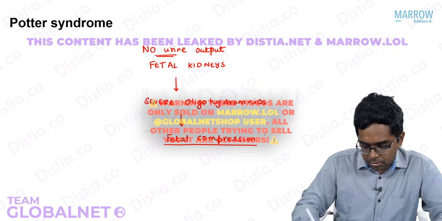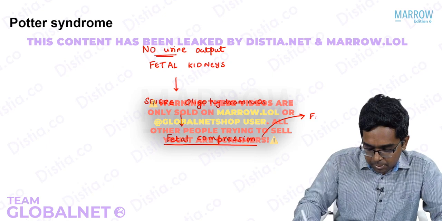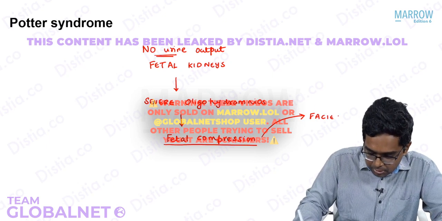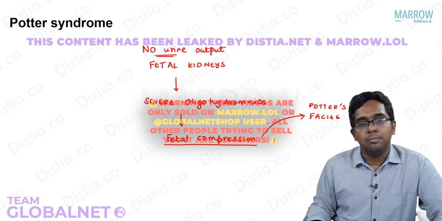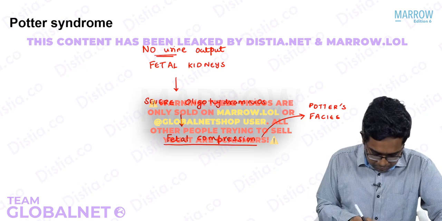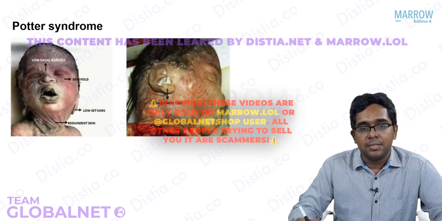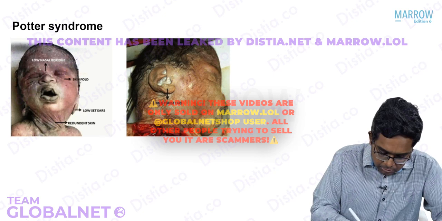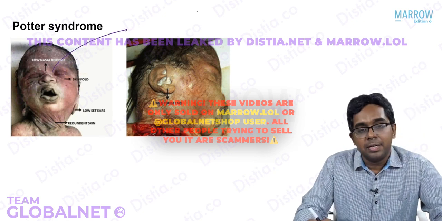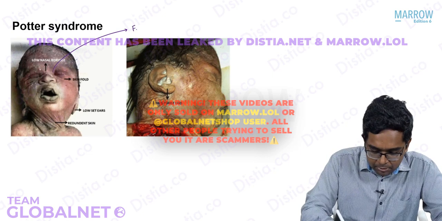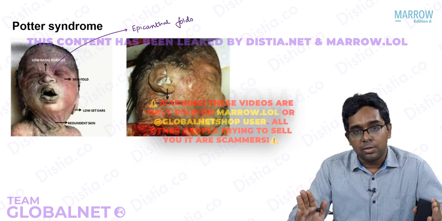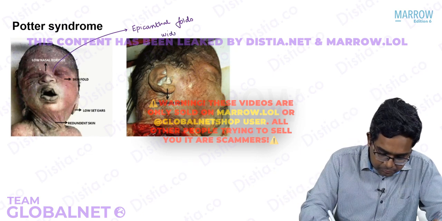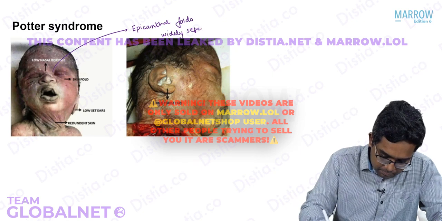Now, in this Potter syndrome, some important features are noted. First, starting from the face of the baby, this is called Potter's facies. Let us see the important characteristics of Potter's facies. The first thing is regarding the eyes. You can notice that there is a fold of skin separating the eye and the nose, which is the epicanthal fold. This is also one of the reasons the eyes look widely separated.